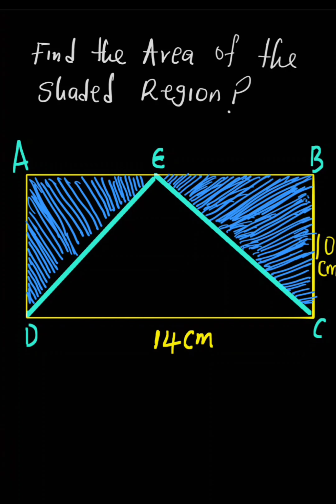We are asked to find the area of the shaded regions of the given shape below. If you look at this shape, it contains two shapes. We have the outer part, which is the rectangle. Then inside the rectangle, we have a triangle.